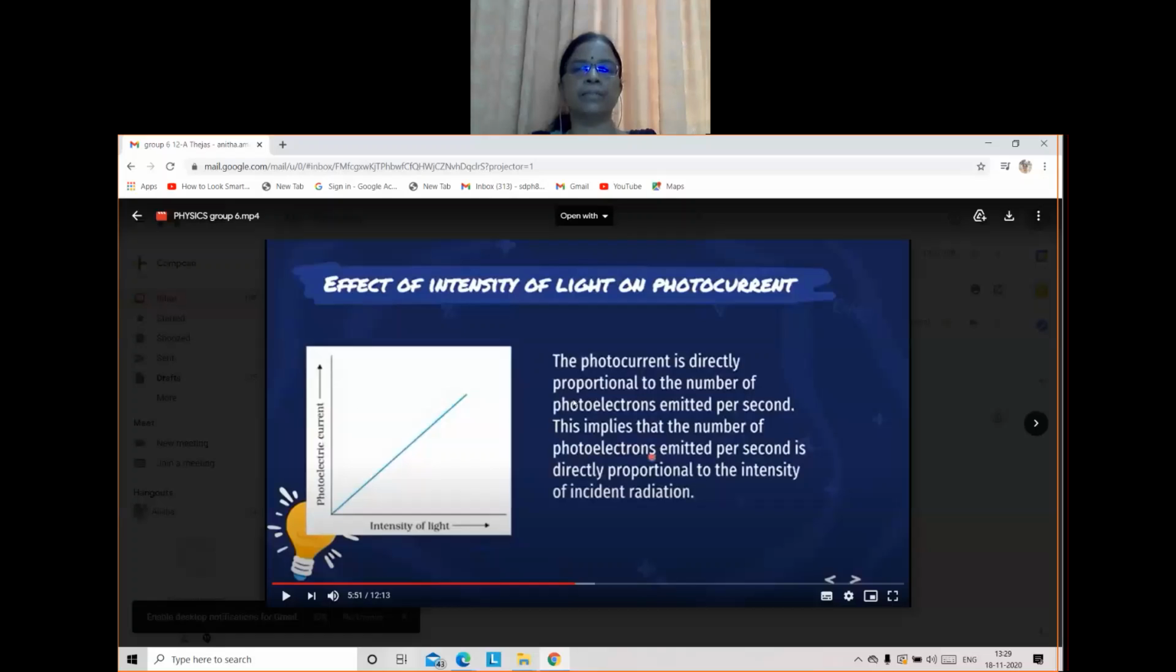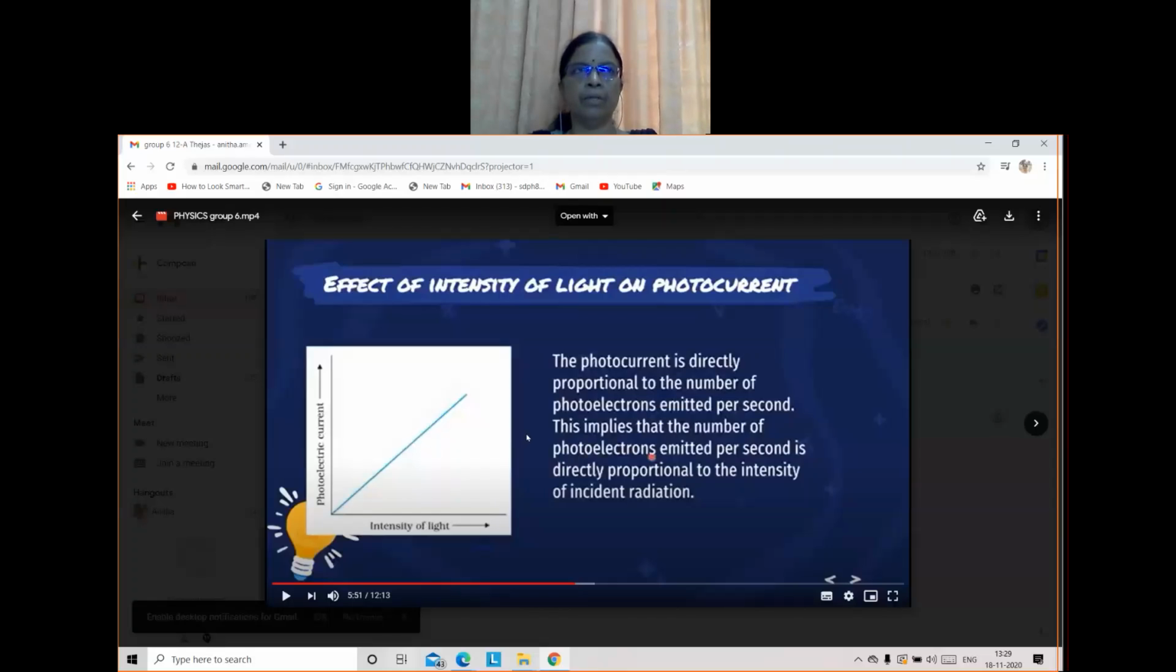So that is the explanation of this. Photoelectric current is directly proportional to the number of photoelectrons emitted per second. This implies that the number of photoelectrons emitted per second is directly proportional to the intensity of the incident radiation. Clear? Any doubt in this?